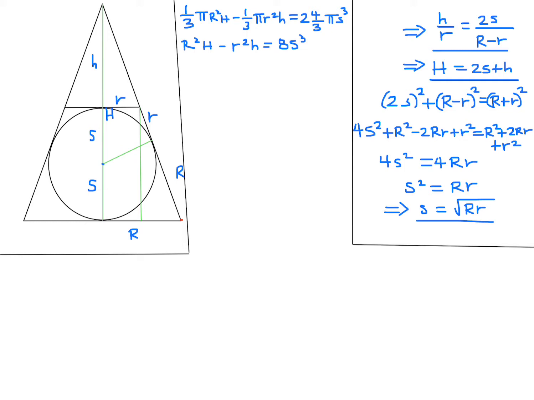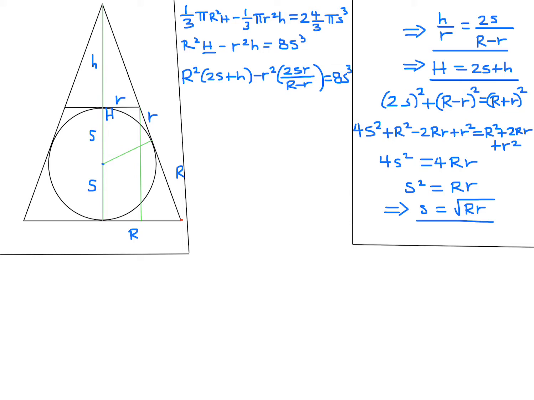So the first thing is for this h right here. We've got to get rid of that. So big R squared, H is 2s plus small h right there. And then minus r squared, but the small h, I'm going to put in this part here. So that is 2sr over R minus r. And that's all equal to 8s cubed. Okay, so far so good, right?